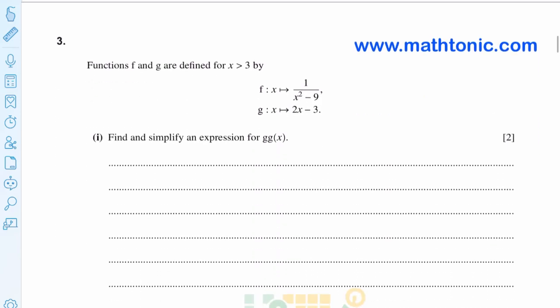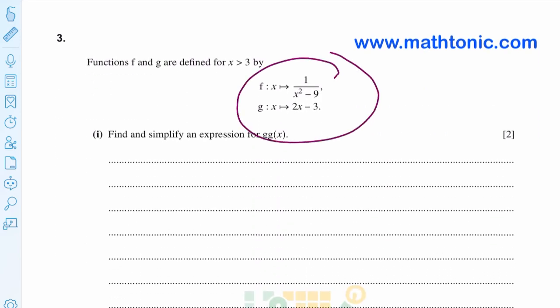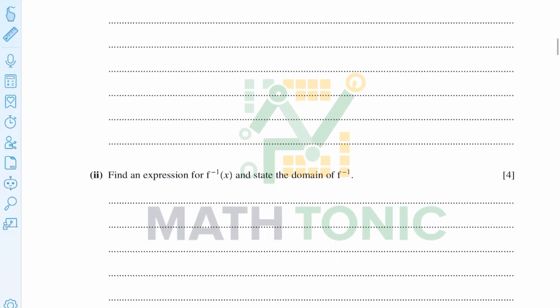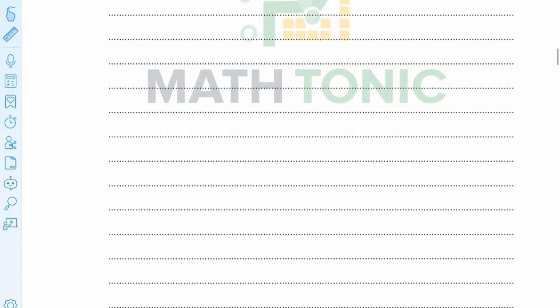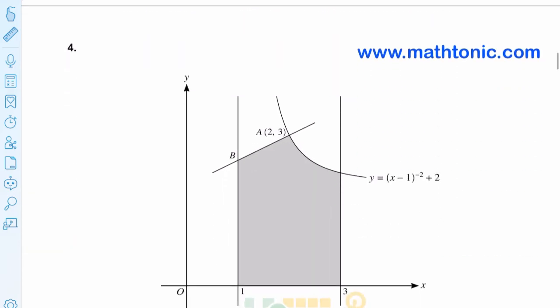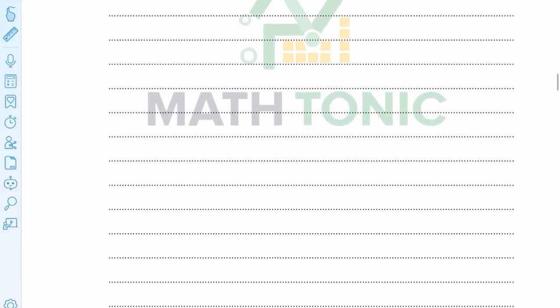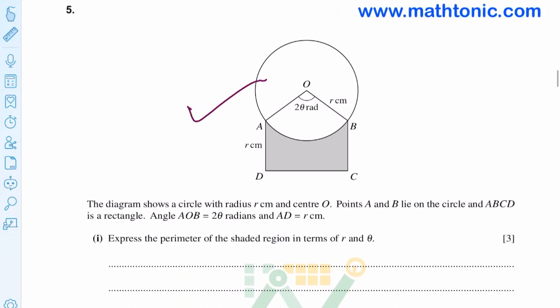Now see this kind of question, we can expect functions. This is a composite function. The domain is given. They can ask you to find the inverse function and find the domain of the inverse function as well. Yes, a volume of rotation question they can ask you, and they can ask you a question regarding circular measures.